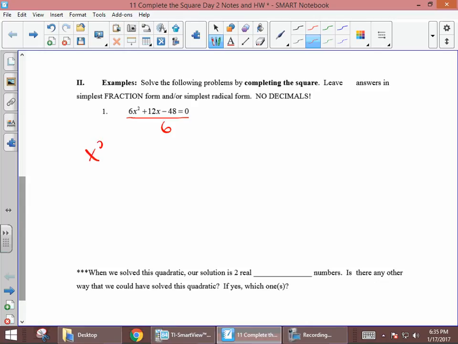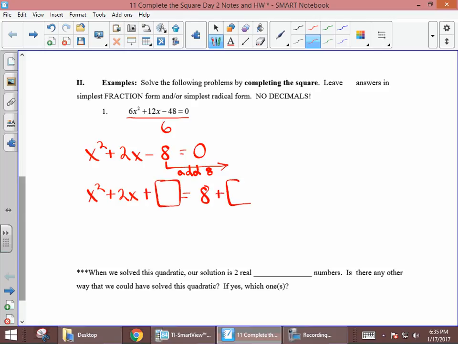And we get x squared plus 2x minus 8 equals 0. Step 2, take the constant to the other side. So we will add 8 and get x squared plus 2x equals 8. This is the part where we will add a square to both sides. We have to add it to both sides to keep them equal.